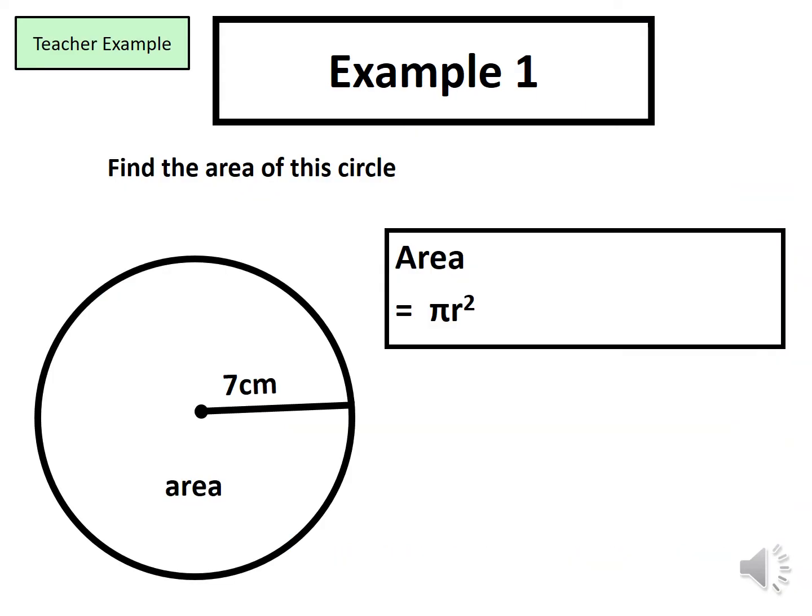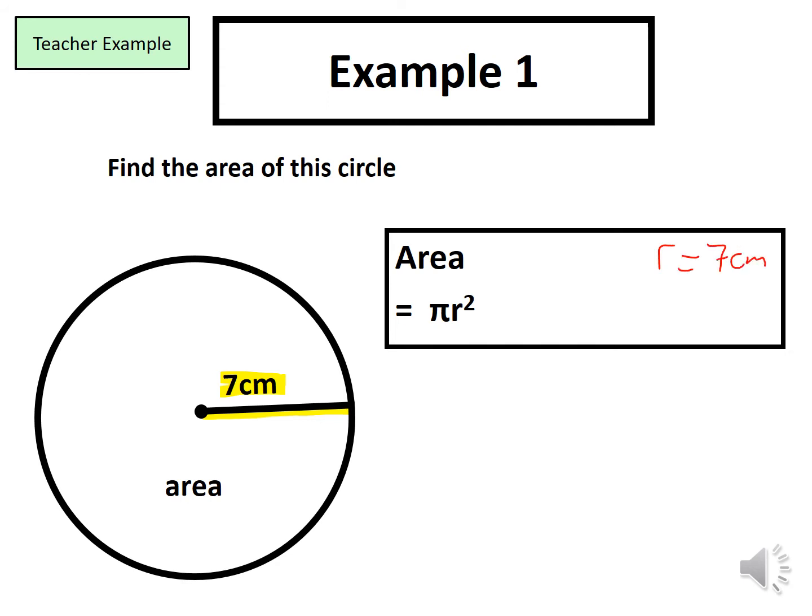Okay, for example 1, we have been given a circle with a radius of 7 centimeters. I'm just going to highlight that for you over here. So that is the radius and it is 7 centimeters. So I'm simply just going to write that key bit of information on the right hand side.